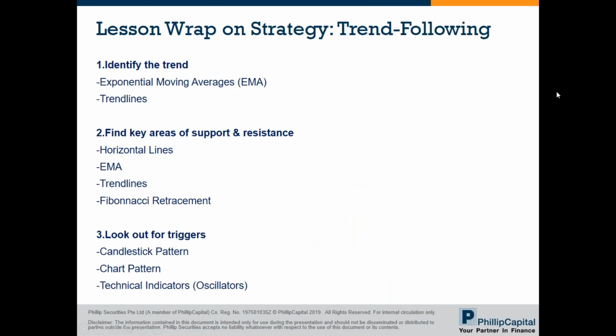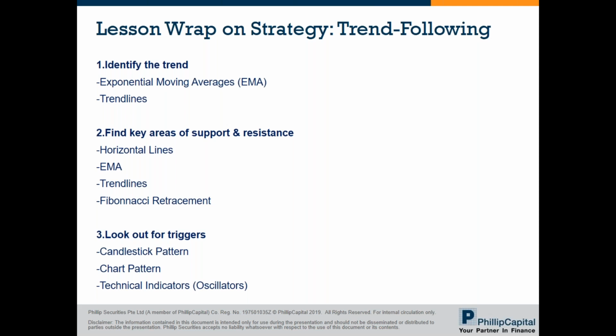So moving on, just a quick overview of the three lessons we have learned. First is identifying the trend. We have used the exponential moving average, namely the 100 and 200 exponential moving average, on one time frame higher than the one that we're trading in. This gives us a big picture understanding of whether prices are currently trending up or down.